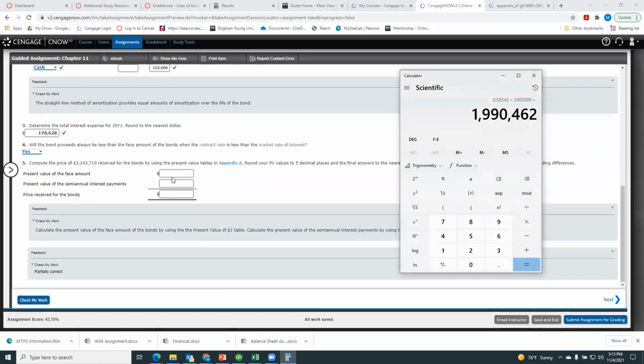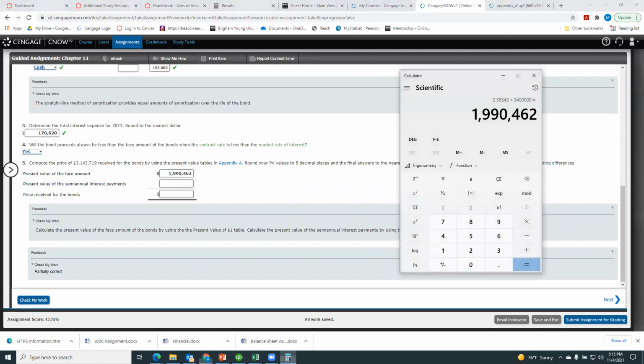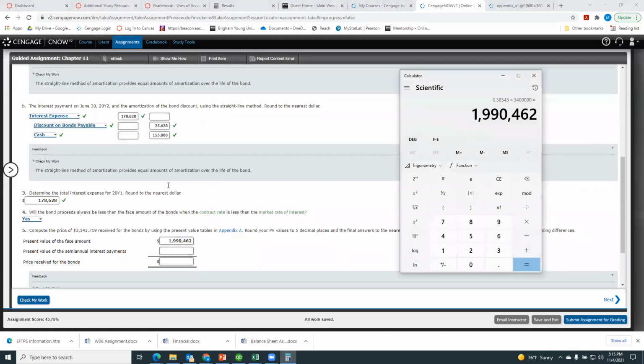So the present value of the face amount of the bonds is worth $1,990,462. I better double check. Yeah. Then I have to find the present value of the semi-annual interest payments. Recognize that this bond is going to pay interest payments, cash payments of $153,000 over the next 10 interest periods. So semi-annually for the next 5 years.